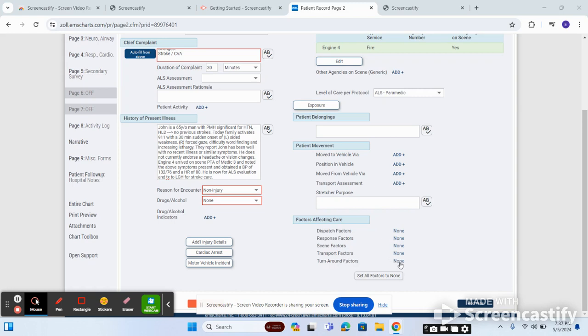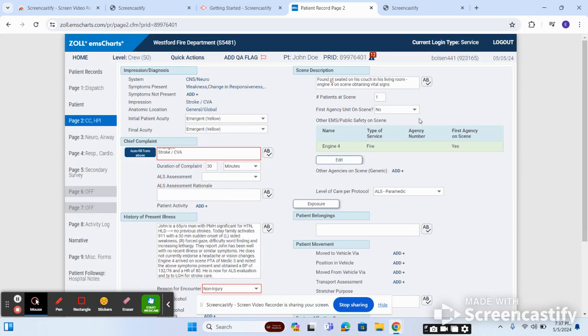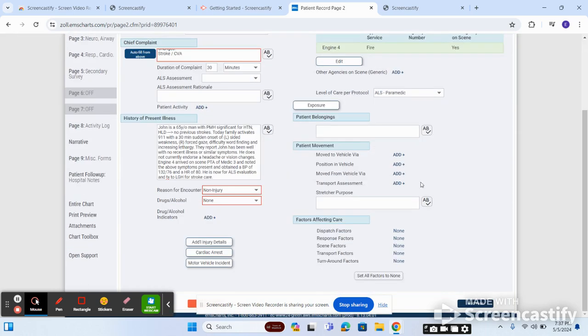Turnaround factors would be you end up spending a prolonged time at the hospital because of overcrowding or a natural disaster or whatever it may be. Generally, for most of the transports that we are involved in, we're going to set all the factors to none. Okay, so we have completed everything that we need to here on page 2.